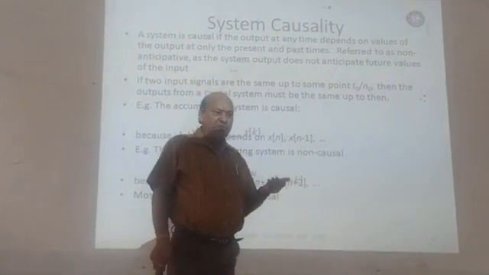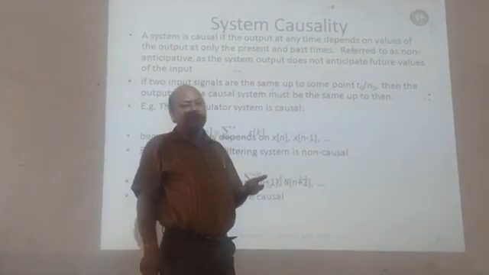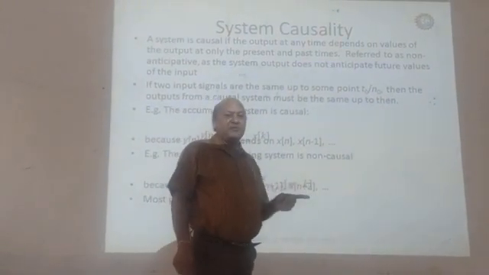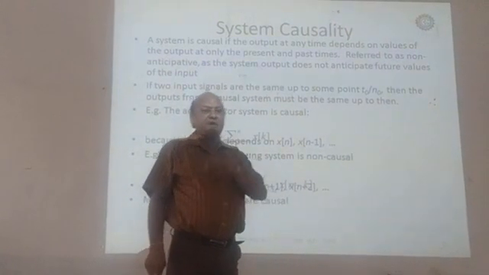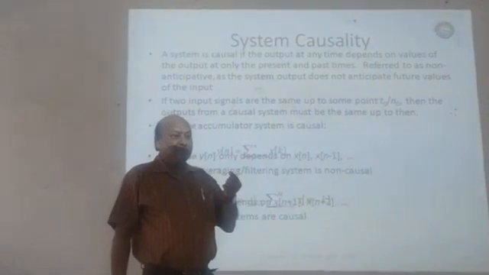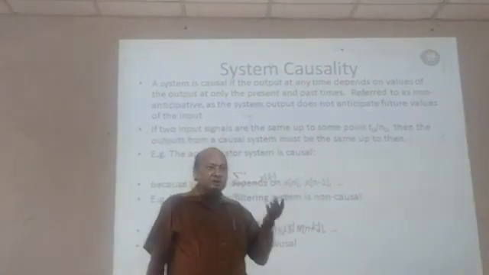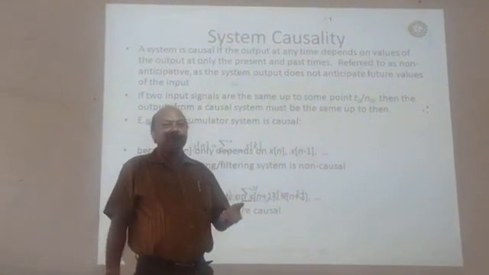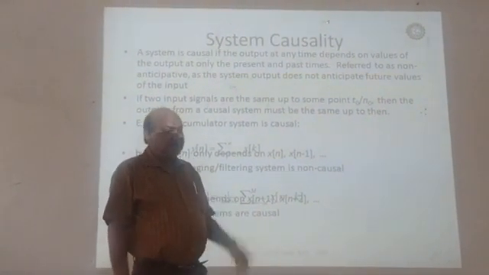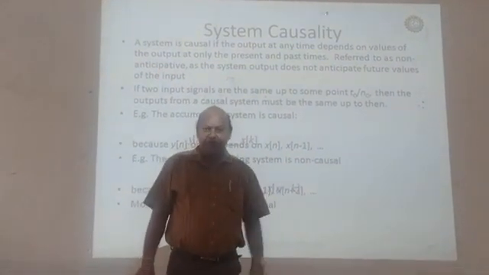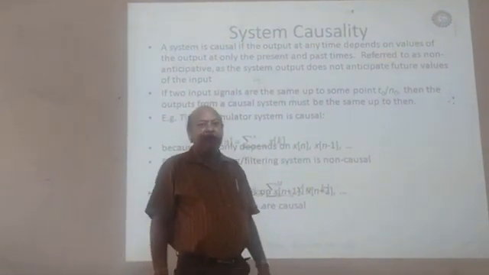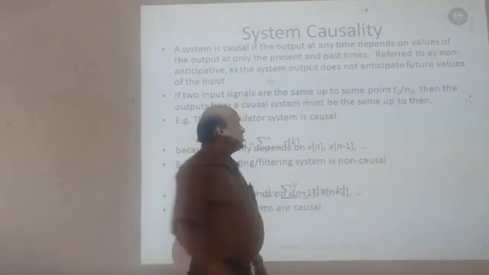Suppose y of n is equal to x of n plus x of n minus 1, then it is said to be a causal system, because y of n is dependent upon x of n and x of n minus 1, present and past inputs. Now, y of n is equal to, let us say, x of n plus x of n plus 1. This is a non-causal, anticipatory system, because here x of n plus 1, a future input, is needed, and therefore this is called a non-causal system.